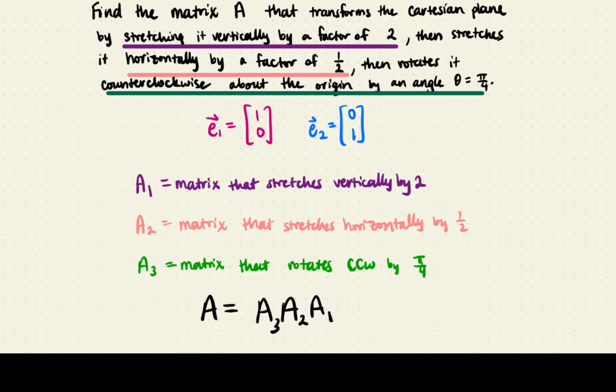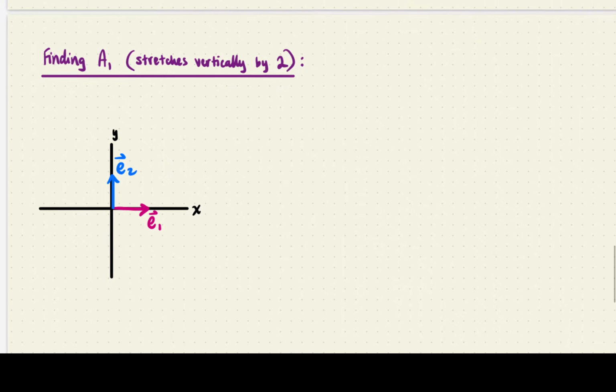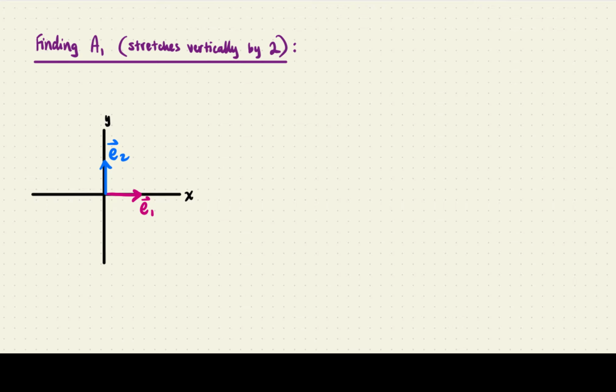All right, so let's go ahead and start with finding A1, the matrix that stretches the plane vertically by a factor of 2. So we want to think about what happens to E1. This is, remember, the vector 1, 0. Where does that end up? And we also want to look at what happens to E2. Remember, this is the vector 0, 1. We want to ask where does that end up?